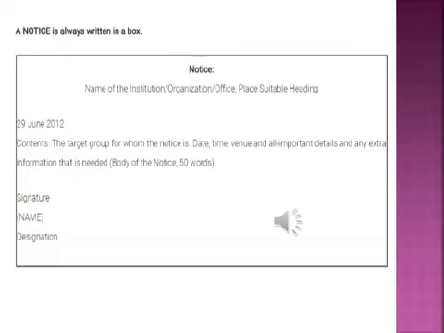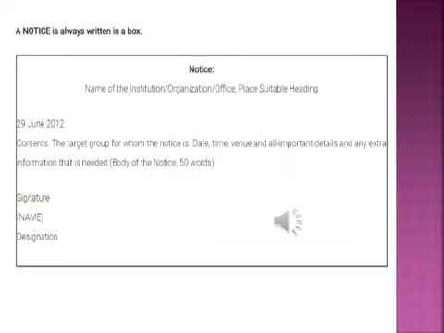date. How you write the date is very important. The style in which you write. Don't write 29/6/2012. You must write 29 June 2012. This is the way you must write the date. You must mention the name of the month in words. Don't write the name of the month in numbers.